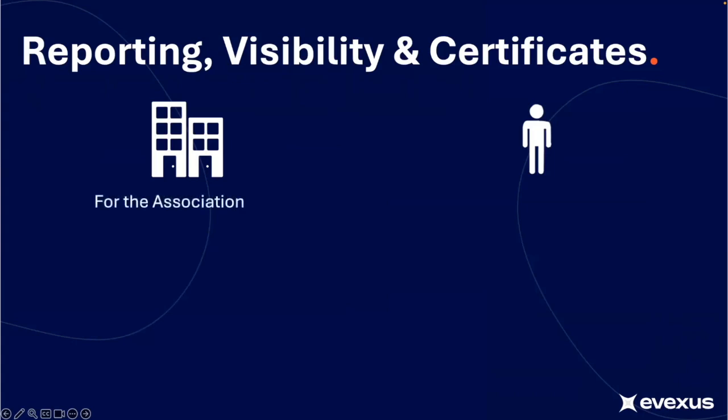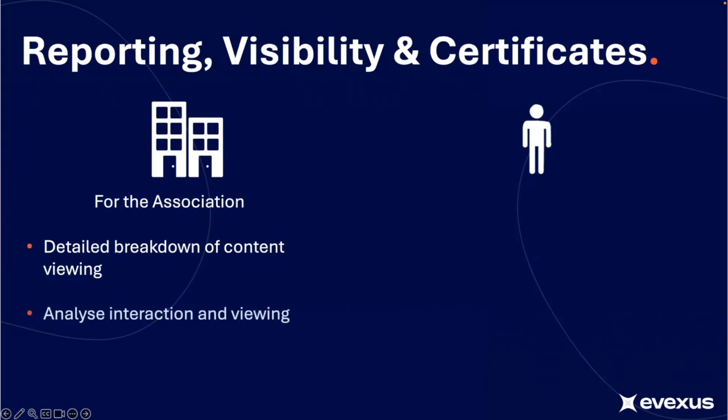From an organizational point of view, there are a few key areas that evexus focuses on. First of all, we're able to provide a detailed breakdown of content viewing and engagement. We're also able to help you analyze interaction and viewing and really gain insight into what types of content your audience prefers, what types of questions are getting asked, and what types of poll results are coming up, as well as the different questions and experiences you provide within that content. And then we're also able to provide that full audit trail, which is of course incredibly important.